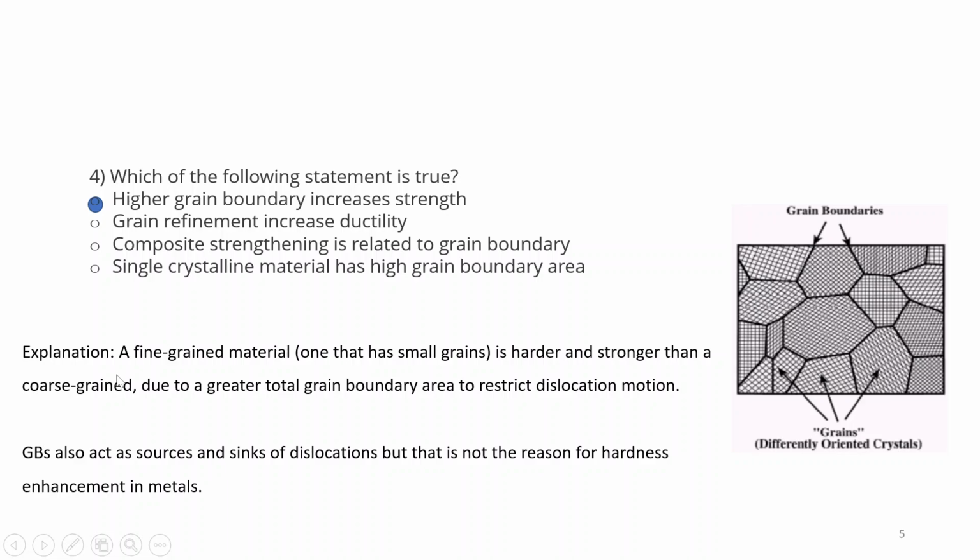So in the explanation it is given that a fine grained material, one that has small grains, is harder and stronger than a coarse grained one due to a greater total grain boundary area to restrict dislocation motion. And grain boundaries also act as source and sink of dislocation, but that is not a reason for the hardness enhancement in the metals.